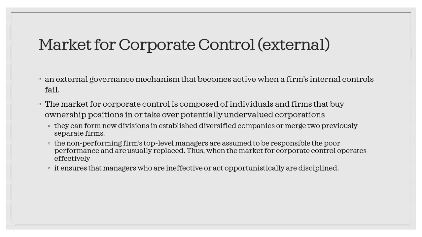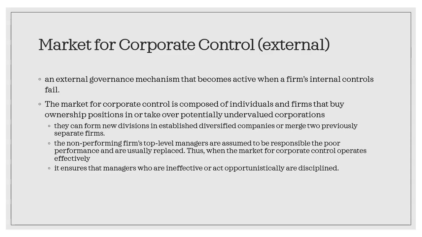So they can form new divisions in established diversified companies or merge two previously separate firms. The non-performing firm's top-level managers are assumed to be responsible for poor performance and are usually replaced. Thus, when the market for corporate control operates effectively, it ensures that managers who are ineffective or act opportunistically are disciplined. So in a nutshell, if the internal mechanisms do not work and the company is not performing well, then you can have what we have seen in the previous unit, mergers and acquisitions.